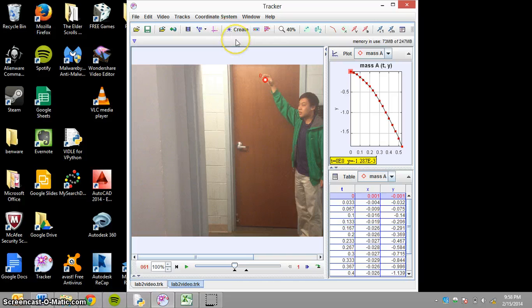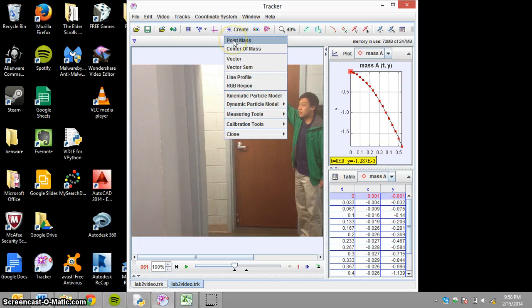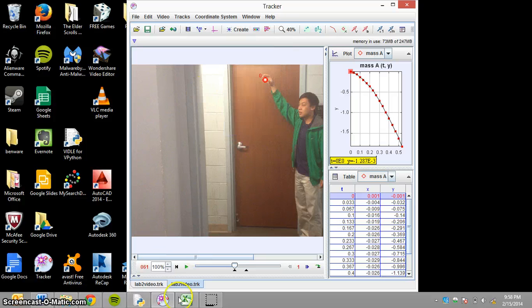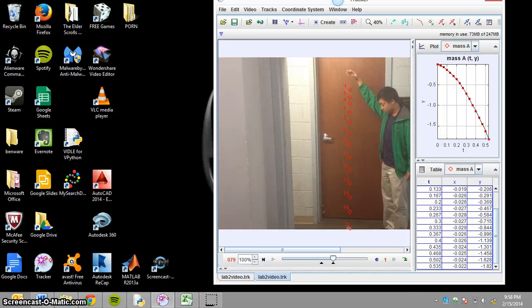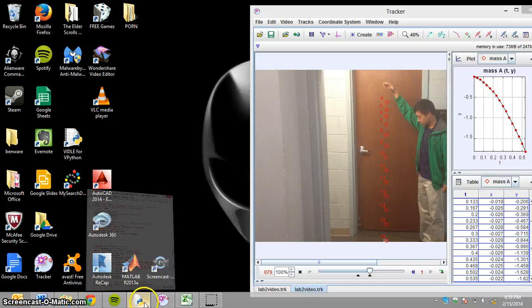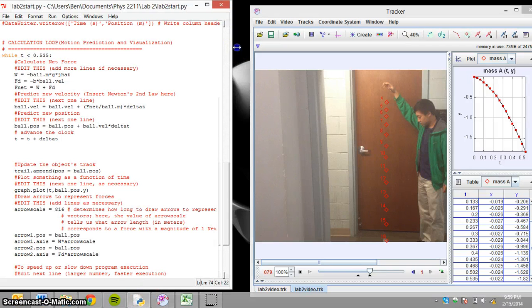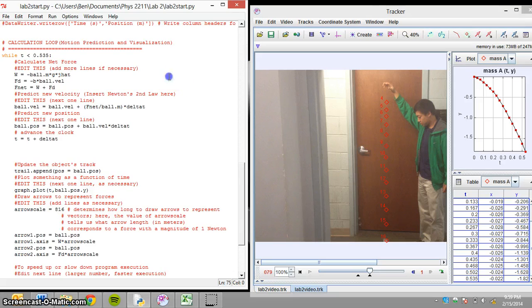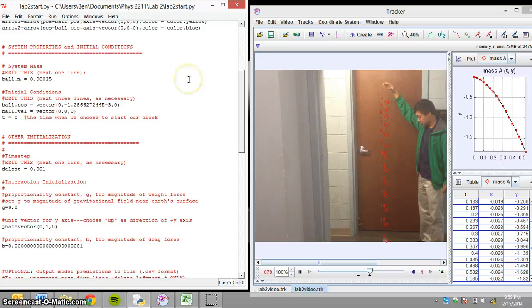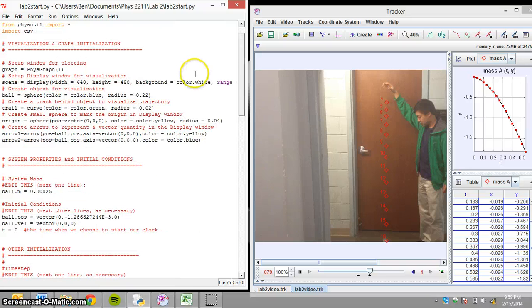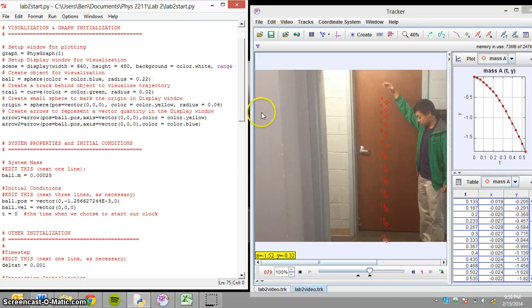Then I had to track the object's movement by using a point mass function of this, and I measured each point as the ball was falling to come up with these numbers. Then I used VPython. I used the lab2 start function that I got from the video lectures, and tweaked the numbers to fit with my experiment.